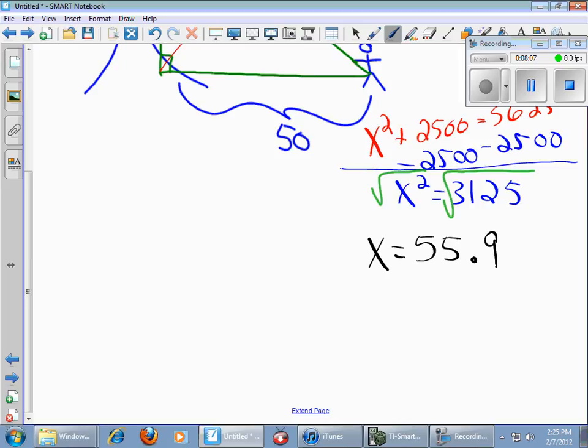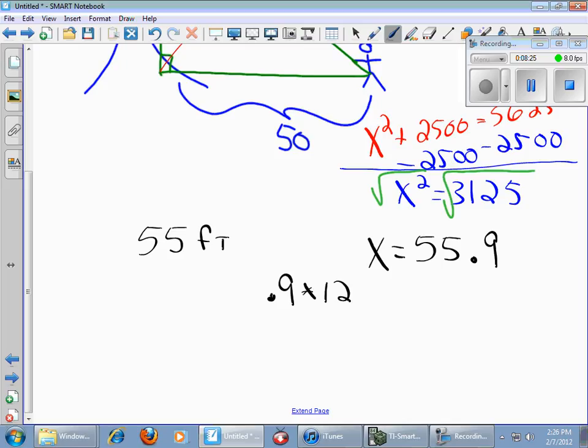It's not 0.9 inches. It's not 9 inches because inches aren't based on 10. They're based on 12. So I know it's 55 feet. But how many inches is it? Well, I'll take the decimal part of my answer and I'll multiply it by 12. Why 12? Because there's 12 inches in a foot.